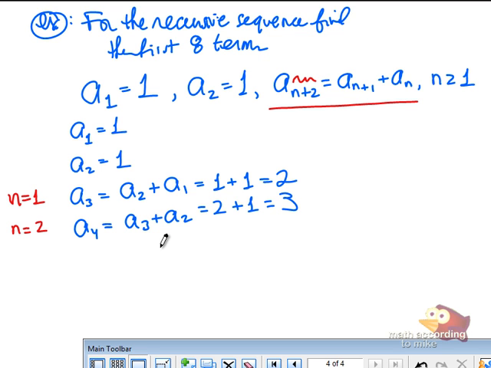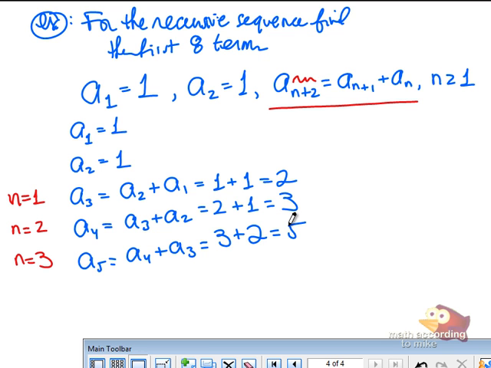Raise your hand if you know what the pattern is doing. Let's try one more. I want more confidence in here. A sub 5, what would we need to do for n? 3. So all the n's would become 3s. This would be A sub 4 plus A sub 3. A sub 4 we found to be 3. A sub 3 we found to be 2. So the fifth term is 5.